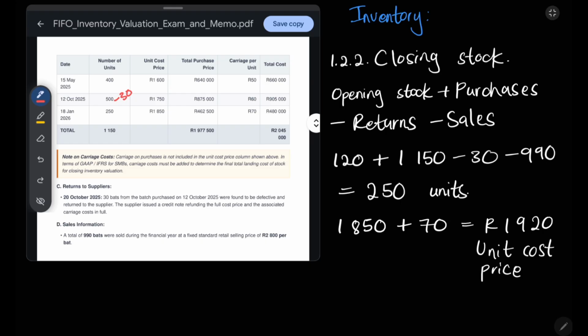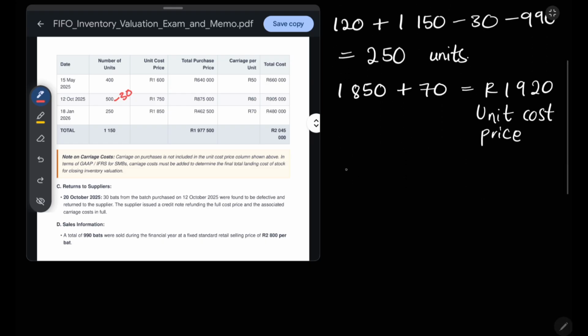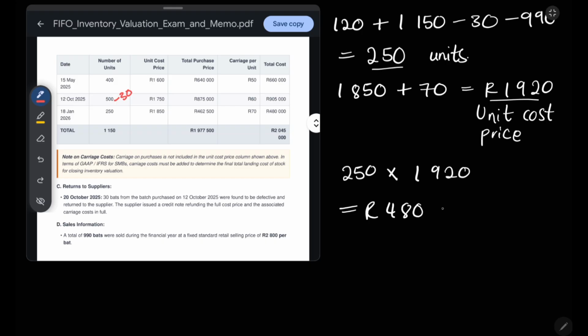So here we know how many units we have, and here we have our cost price. We still have to find the value. Valuation method means you want to calculate how much your stock is worth. So we still have to say 250 times this 1,920. 250 times 1,920 should give you 480,000 rand. Now this is your closing stock. This is the value of your closing stock.